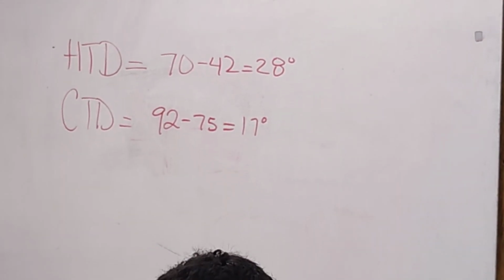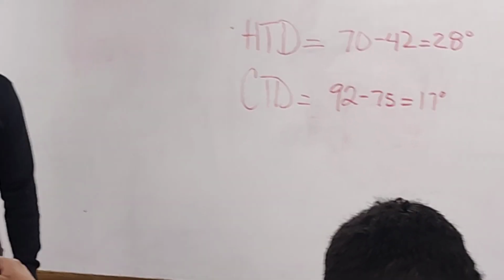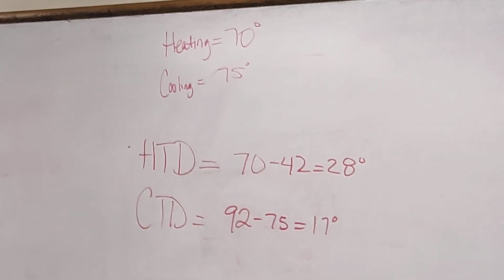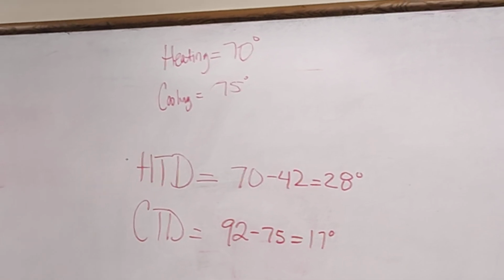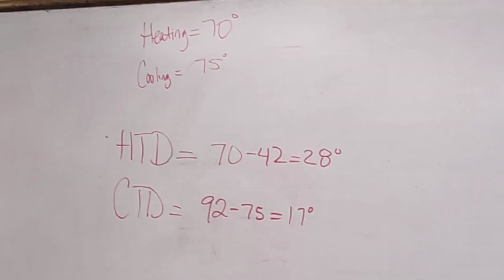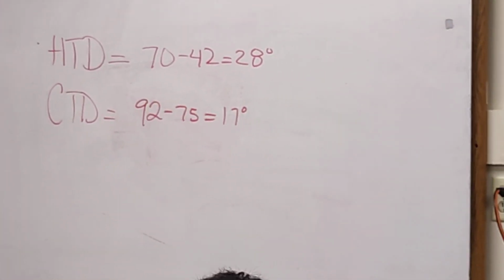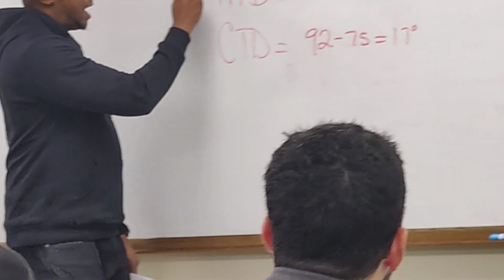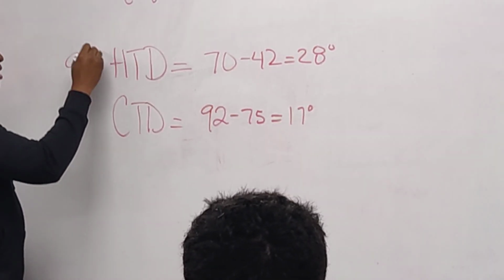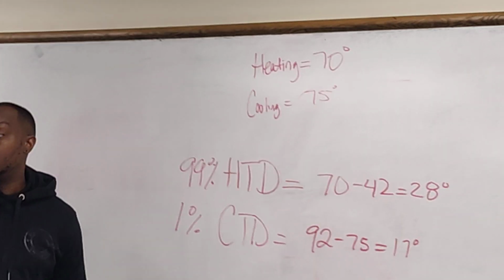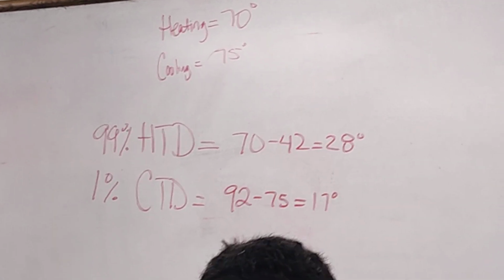Everybody understand that? If you don't, please say something. We're on 2A. What you got, Joe? The ideal temperature for cooling is 75, I'm sorry, 75. The only two numbers you're looking at on that chart are the 1% and the 99%. The 99% number is the heating number. The 1% number is the cooling number.